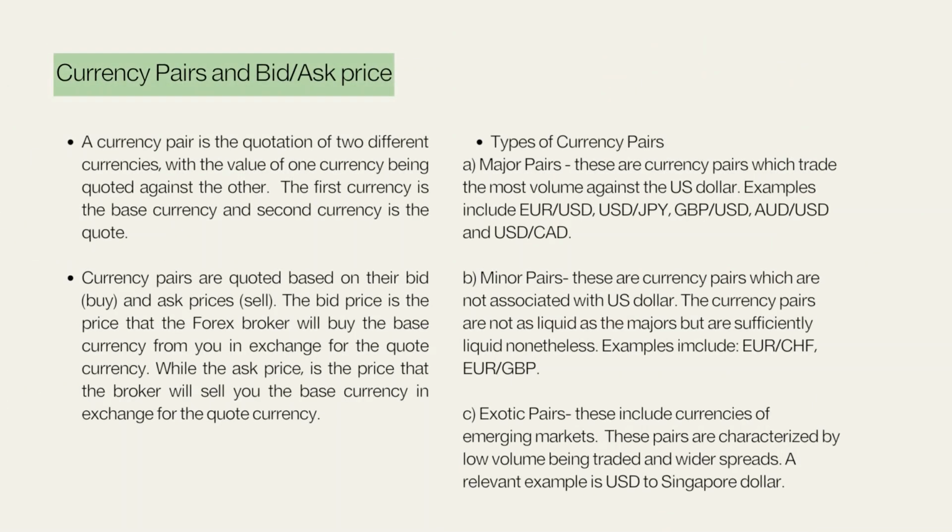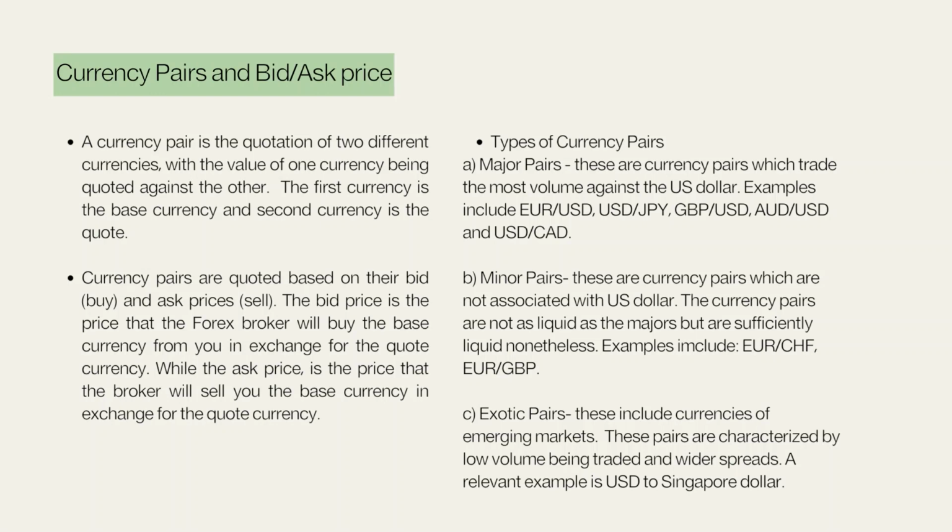The first Forex terms that we're going to discuss are currency pairs and the bid and ask price. A currency pair is defined as the quotation of two different currencies, with the value of one currency being quoted against the other. The first listed currency is called the base currency, and the second currency is called the quote currency. An example will be Euro to USD. Euro in this case will be the base currency, and then the US dollar will be the quote currency.